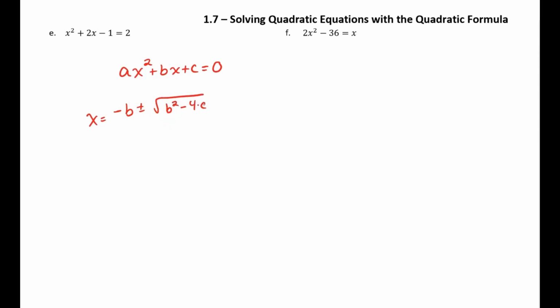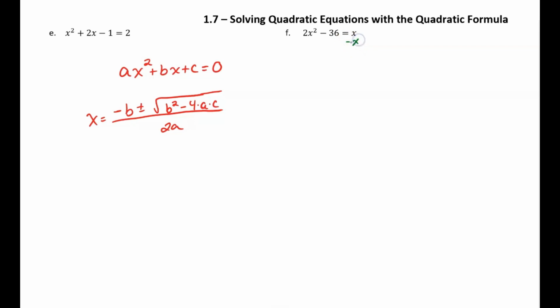But if we don't have that, divided by 2a, if we don't have that, we're going to have to adjust our equation to make it into the right form. And that's what we have to do first. So what am I going to do in this particular case? Well, I need it to equal 0. I also need this x on the other side with everything else, right? All the x and constants need to be on one side of my equal sign.